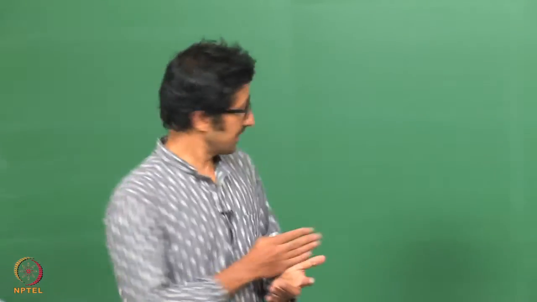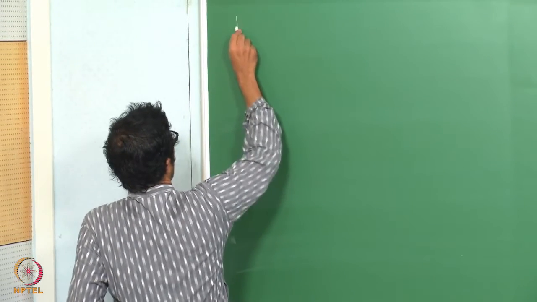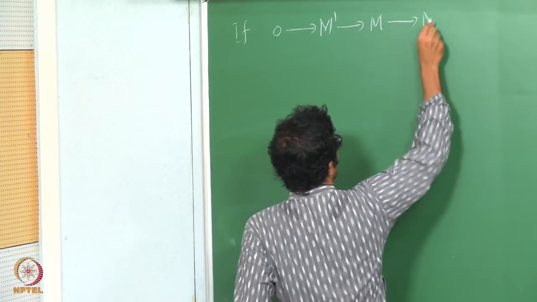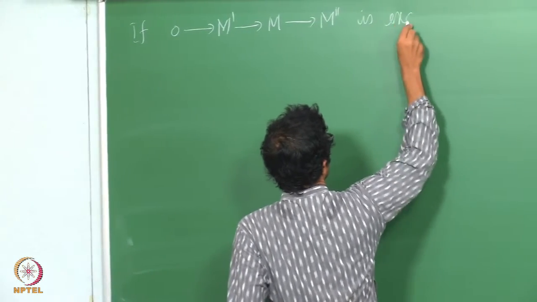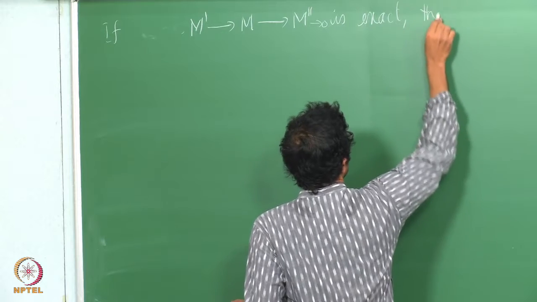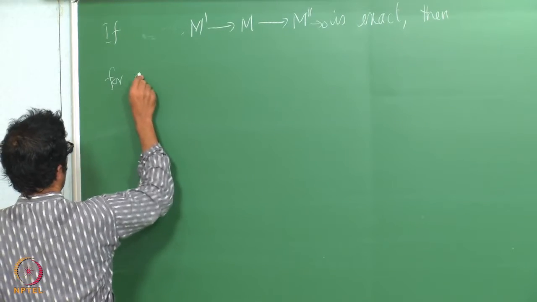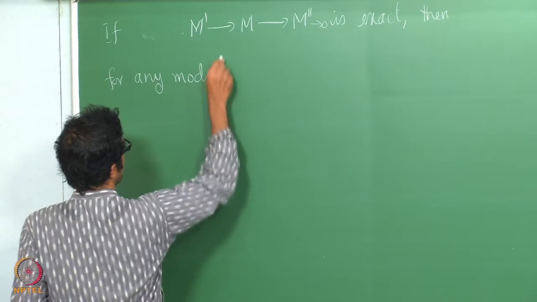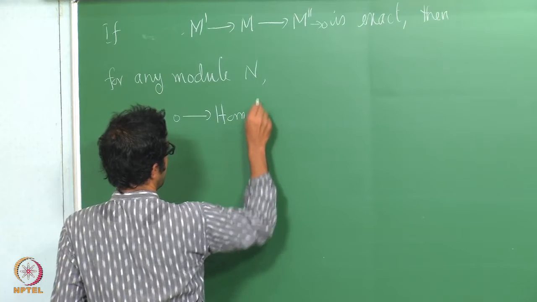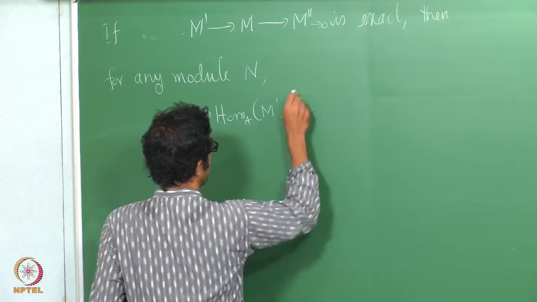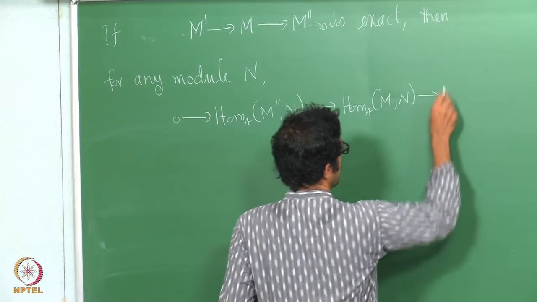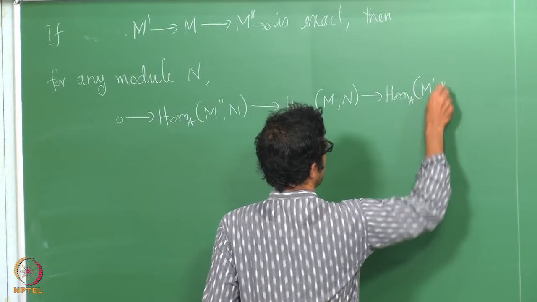So yesterday we proved that if 0 to M prime to M to M double prime is exact, then for any module N, 0 to Hom(M double prime, N) to Hom(M, N) to Hom(M prime, N) is exact.